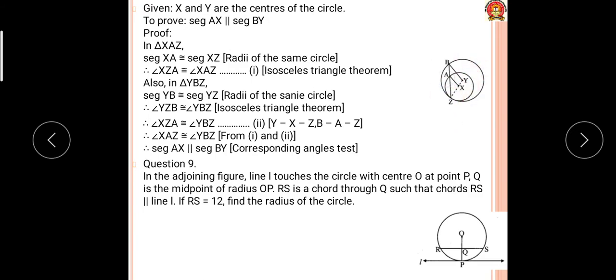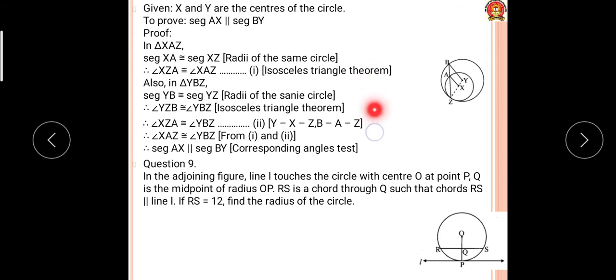And therefore angle XZA is equal to angle YZB, the same angle. Okay, now angle XAZ is equal to angle YBZ from first and second. That is by the isosceles triangle theorem.